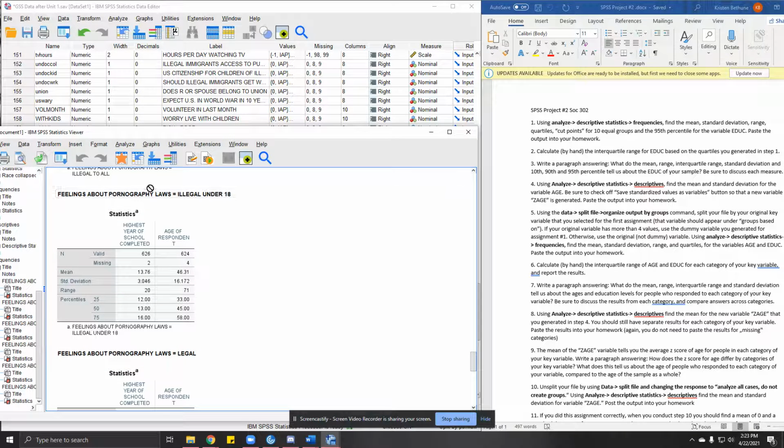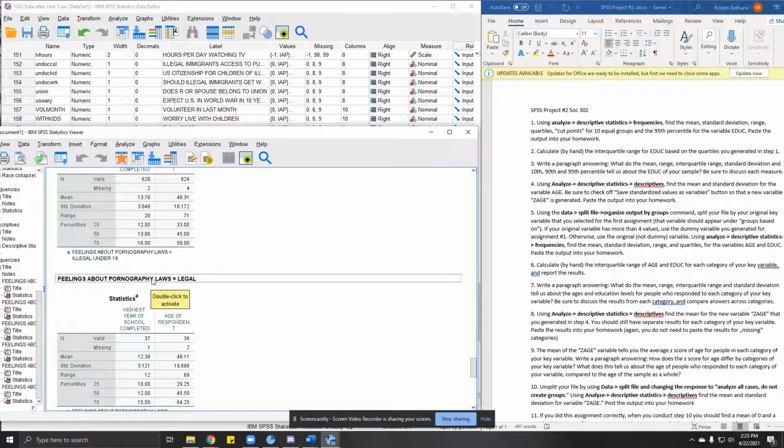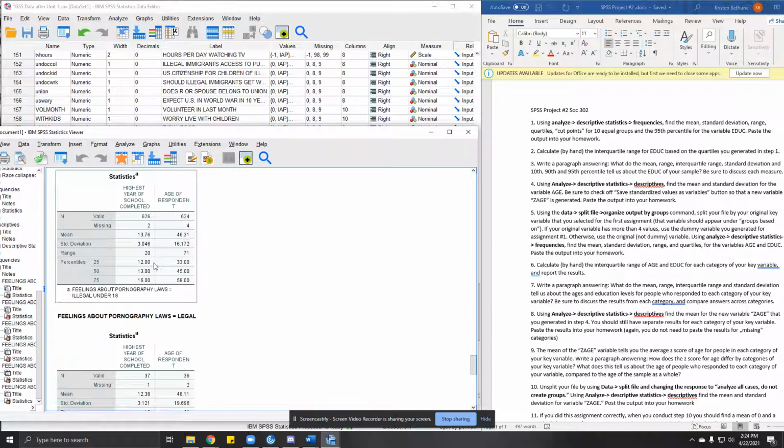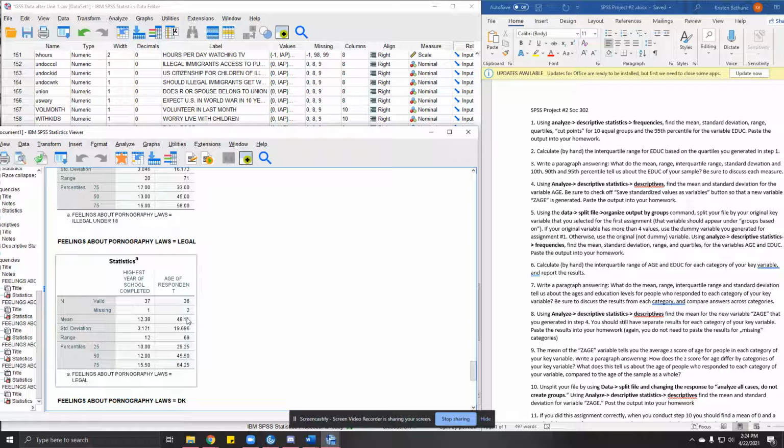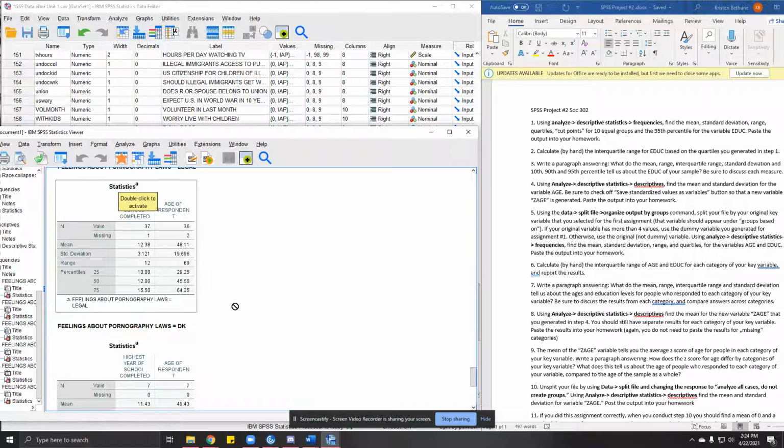Here we go, illegal under 18. So what it's doing when I split the file is that it is telling me everyone who said illegal under 18. It's giving me information about just people who answered this way to that question. So that's what I've done when I split my file. So now I can see similar education level, a little bit younger on average, 55 versus 46. And now legal for all is actually a little bit older than illegal for under 18, and they have a little bit less education than everyone else in the sample.